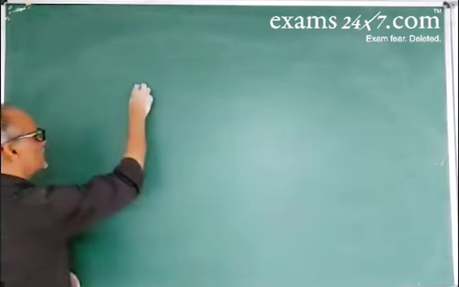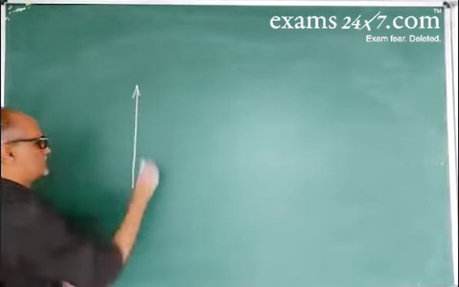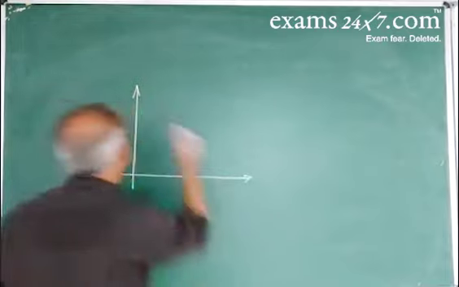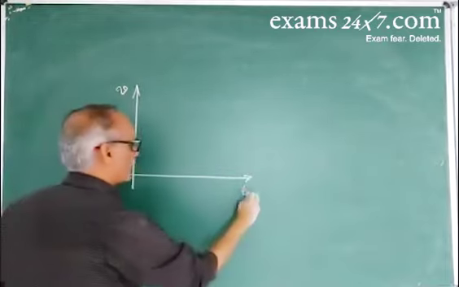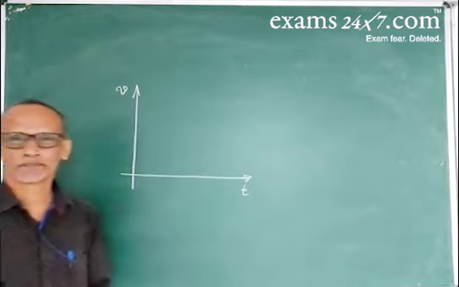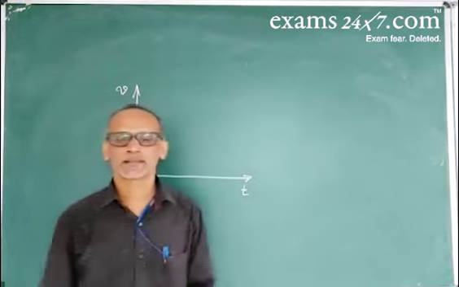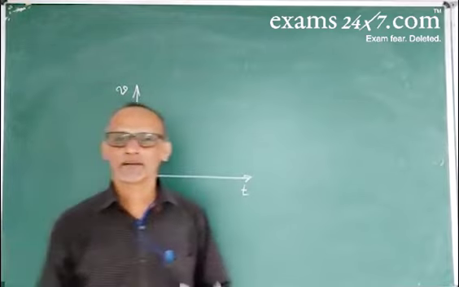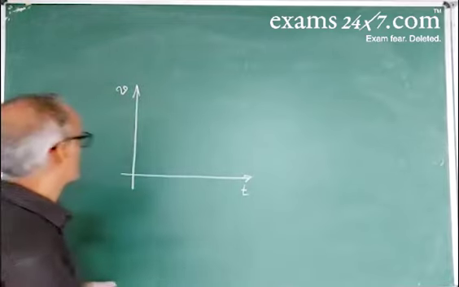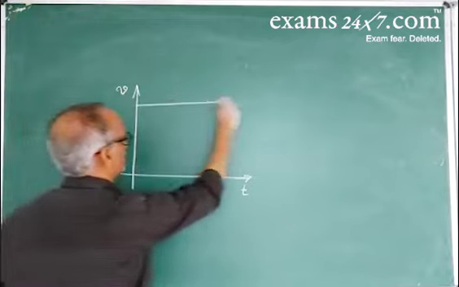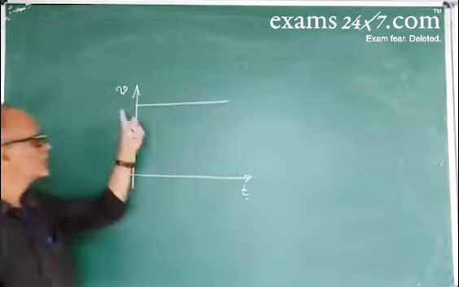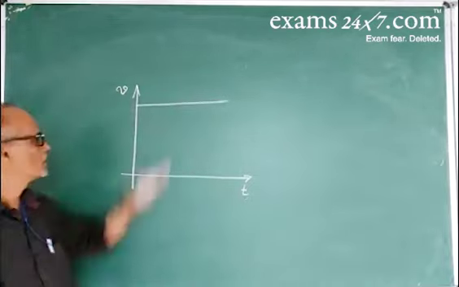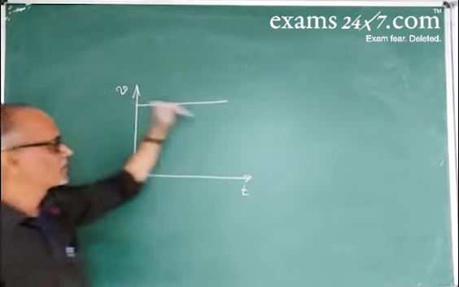Now, in the case of VT graph, velocity versus time, you have to remember the various cases so that very easily you can identify the nature of motion. Suppose the graph is a straight line parallel to the time axis, there's no change in velocity. So the nature of the motion is that the body moves with uniform velocity.